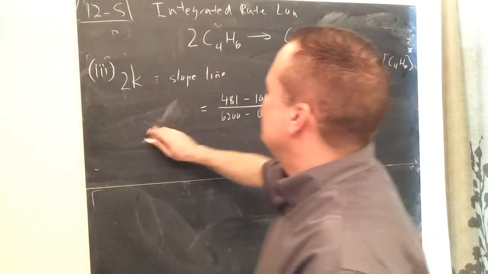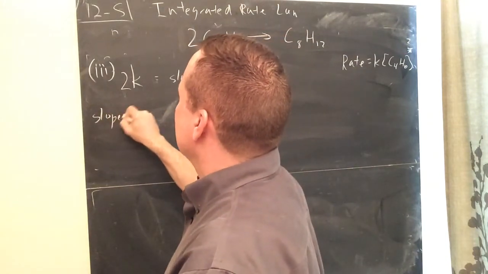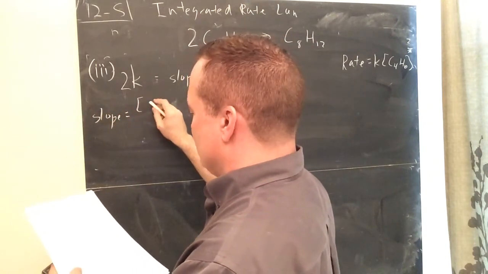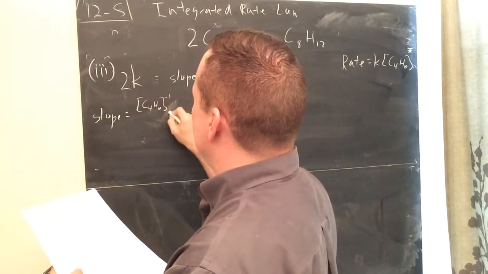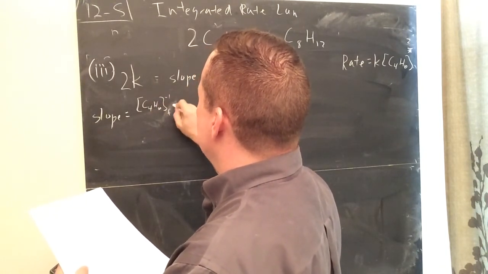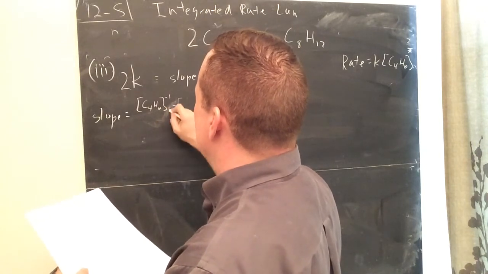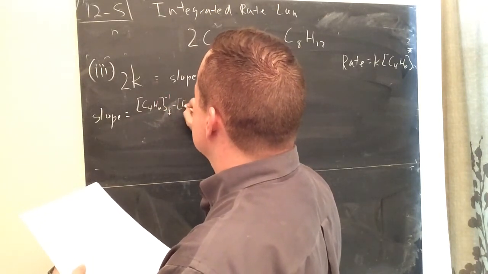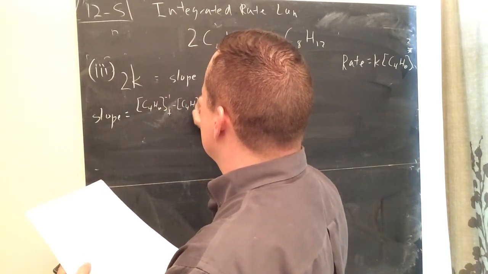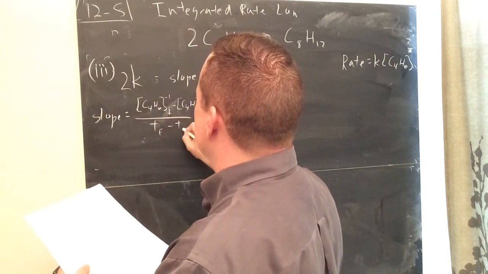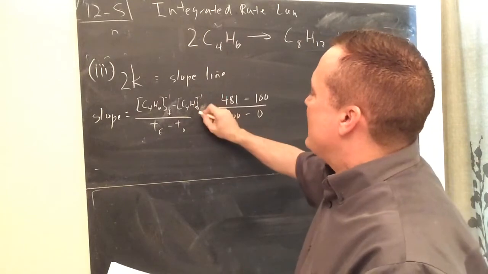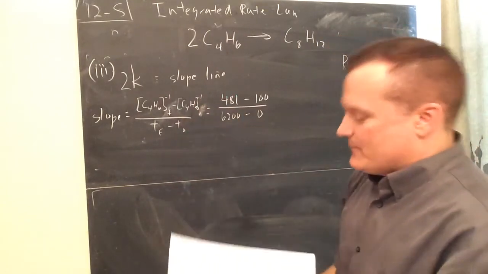On the chalkboard, I can do this. It's right, but I like to always write down the formula. Final C4H6 minus C4H6 initial, divided by time final minus time initial. You don't have to write this, but that might help you a little bit.